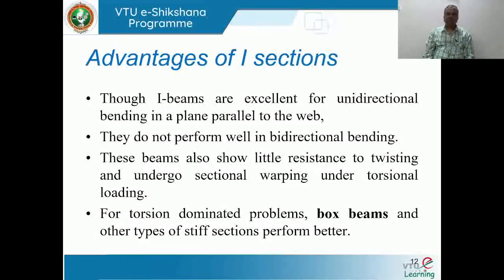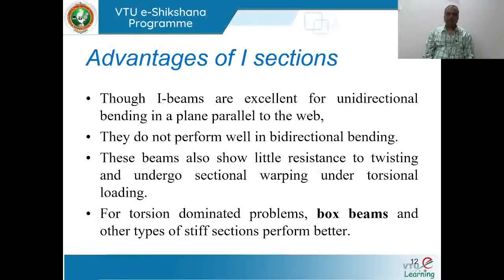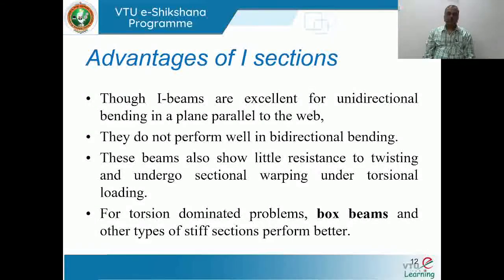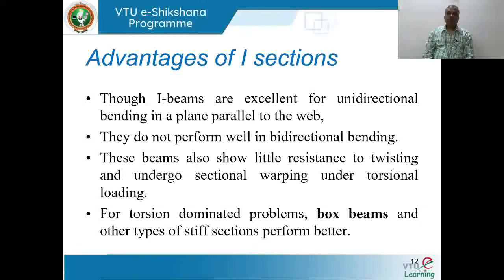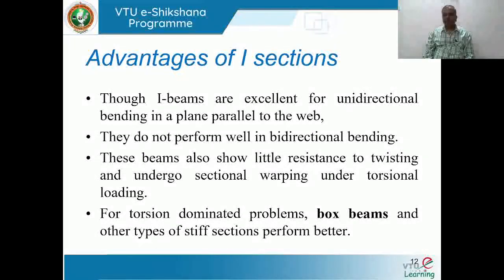Though I beams are excellent for unidirectional bending in a plane parallel to the web, they do not perform well in bidirectional bending. As far as the biaxial bending is concerned, the performance is not that good, because with respect to the vertical axis, being referred to as the YY axis, the moment of resistance is substantially less. But if you take the ratio of Iz by Iy, it's not just by an order of magnitude. It varies from something like 50 to 100, and in some cases it is even more than 100. It means that the resistance of the I section about the horizontal axis is 50 to 100 times more compared to the resistance we have in the vertical direction.